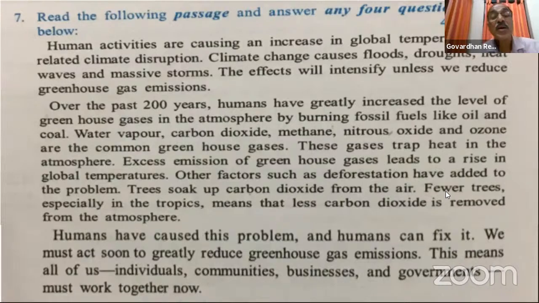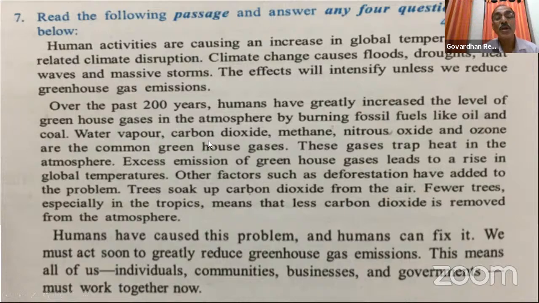Human activities are causing an increase in global temperatures and related climate disruption. Climate change causes floods, droughts, heat waves, and massive storms. The effects will intensify or increase unless we reduce greenhouse gas emissions. Over the past 200 years, humans have greatly increased the level of greenhouse gases in the atmosphere by burning fossil fuels like oil and coal.